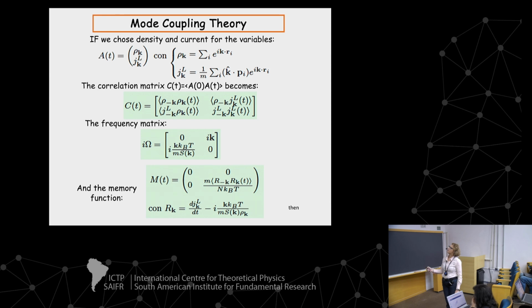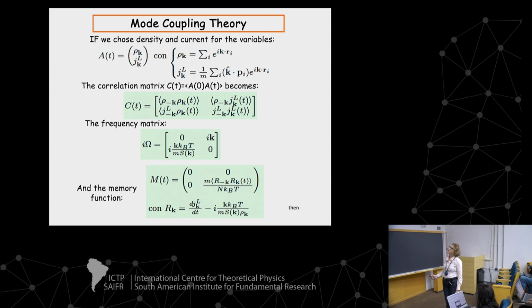This is the definition of the current density in k space. Then I can write a correlation matrix, A0, AT, the density or velocity correlation matrix, which is made of 4 terms. This is rho rho, or f of k of t, this is j rho, j j.